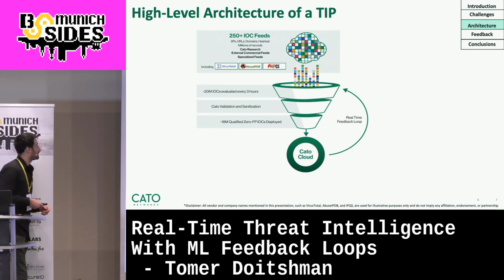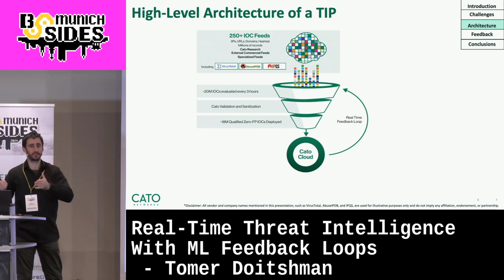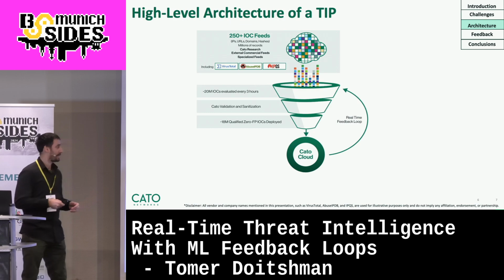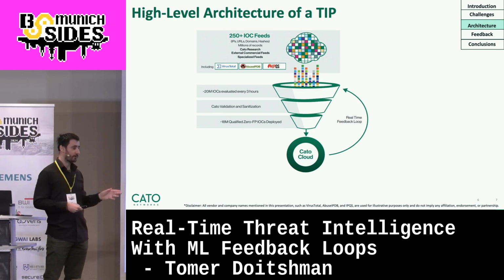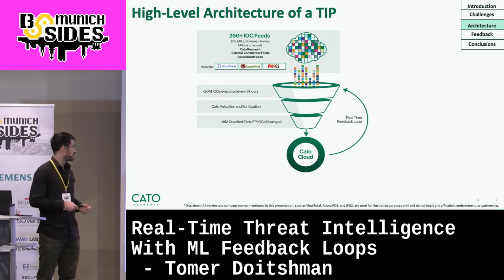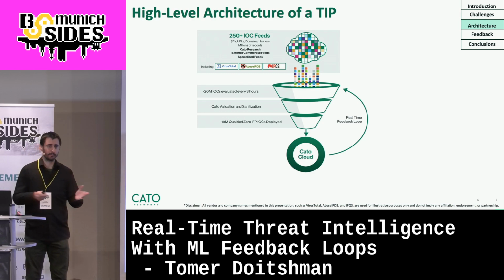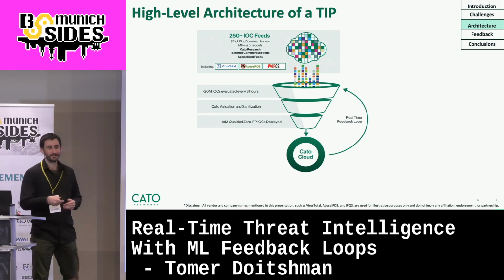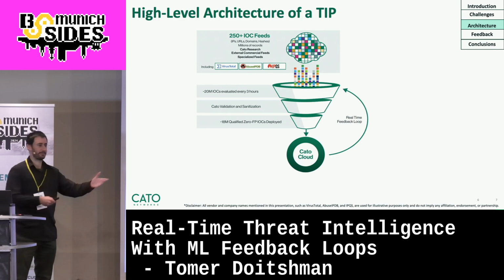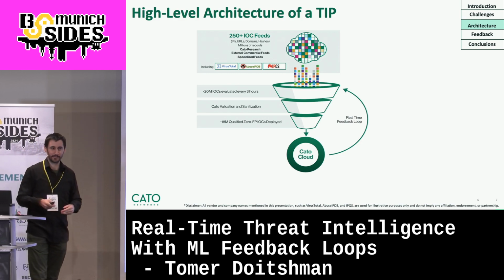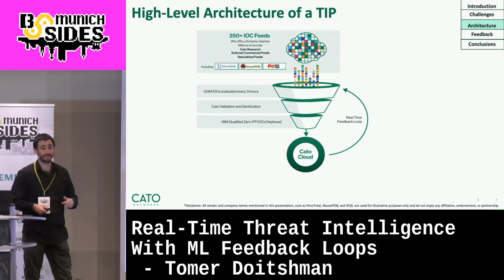So now we move to talk about the high-level architecture of the TIP in Cato. We have above 250 IOC feeds we get from multiple sources. Some of them are free, some of them are under a paid license, and we get those IOC lists into our TIP. The first layer is a filtering layer. If one of these IOC providers flags google.com as a malicious domain, we must filter it out. We can't deliver it to production because our customers won't be able to access Google. So the first step is this filter layer.